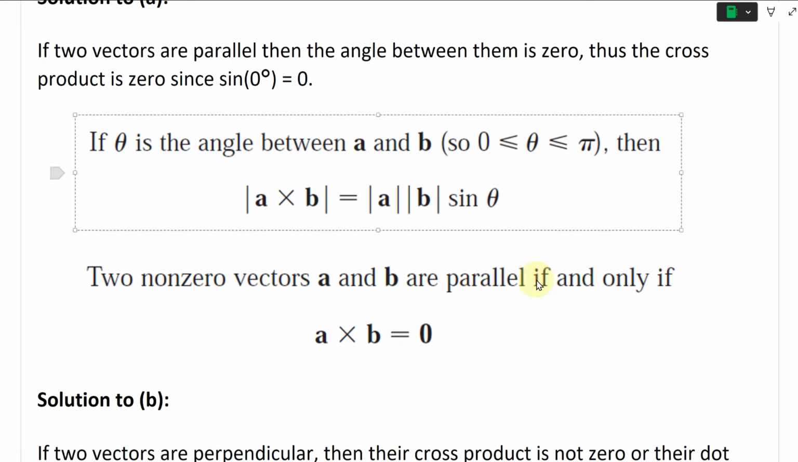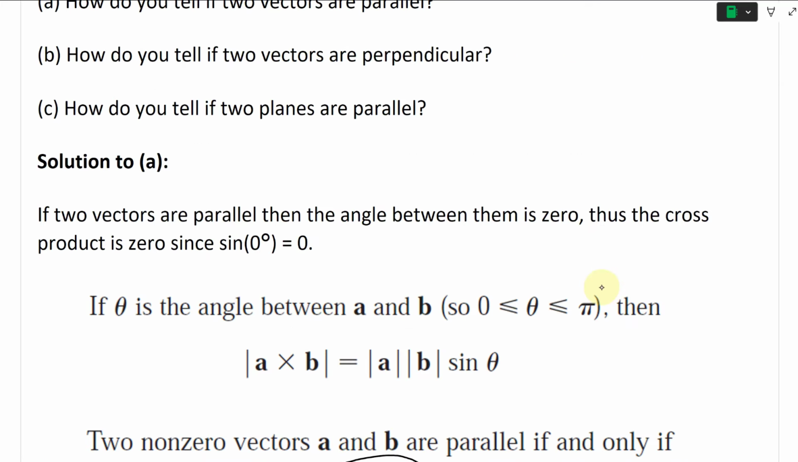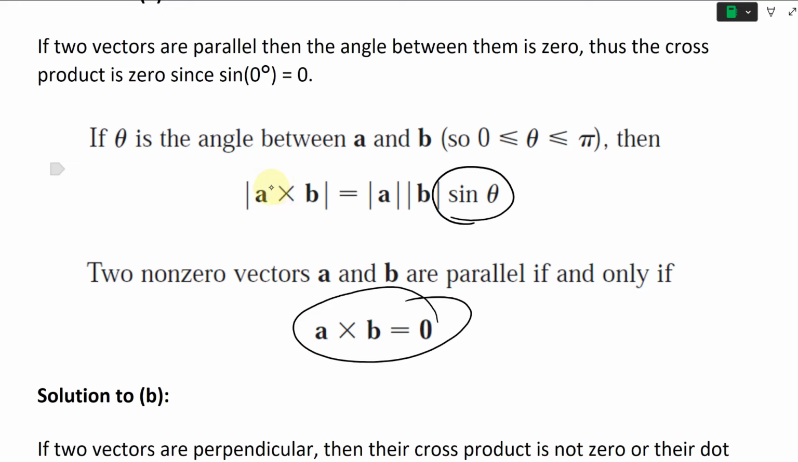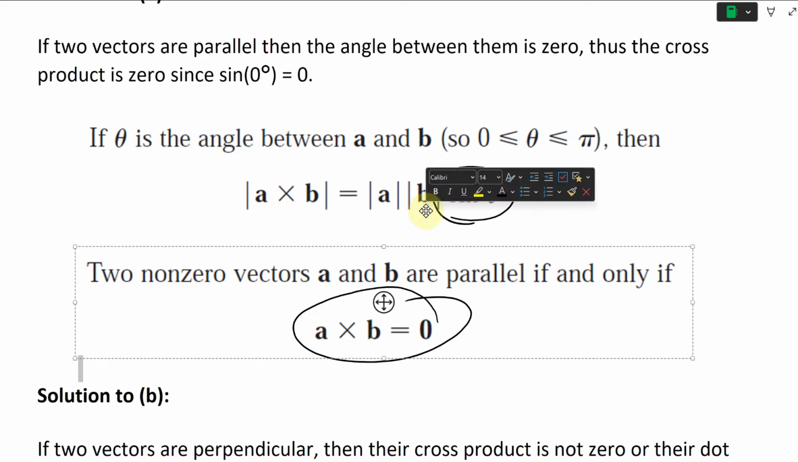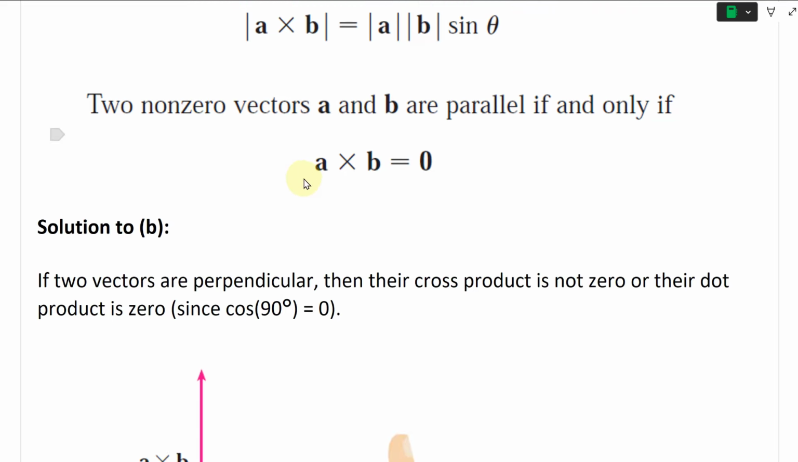Two non-zero vectors A and B are parallel if and only if this cross product is equal to 0. So if the length of the cross product is 0, it also has a 0 direction, which is just 0. So the cross product has to be 0 for parallel vectors. If you have parallel vectors like this, the cross product is going to be 0. It's not going to actually have a direction. It's just going to have 0 direction. You can call it that.